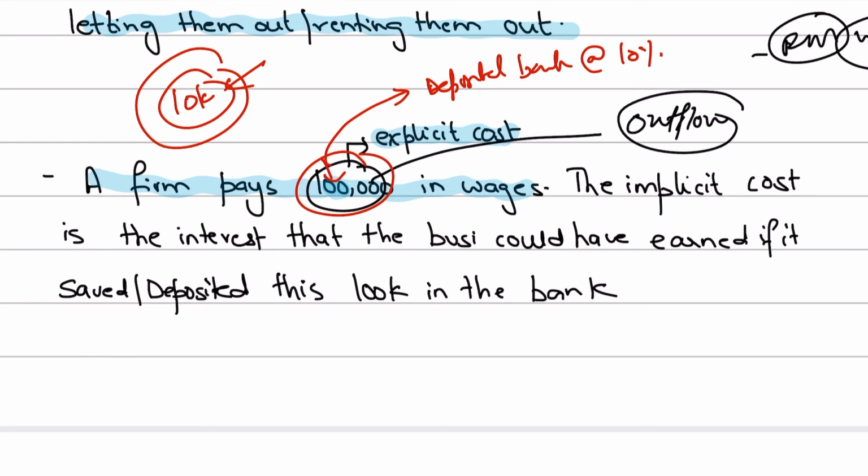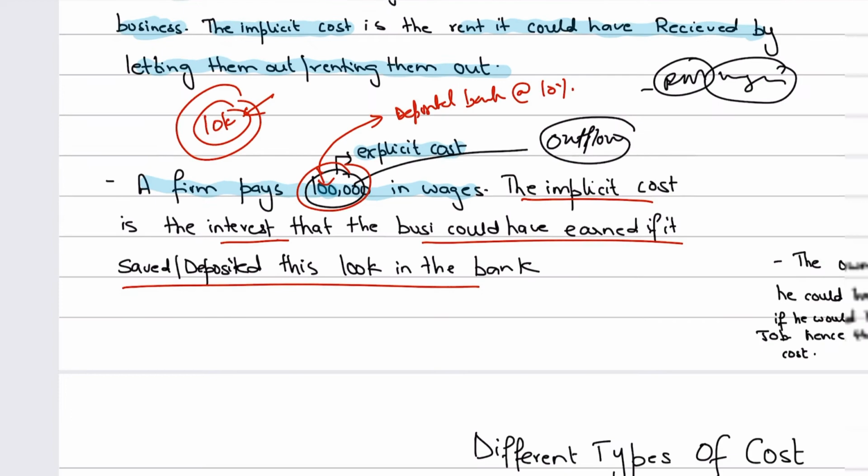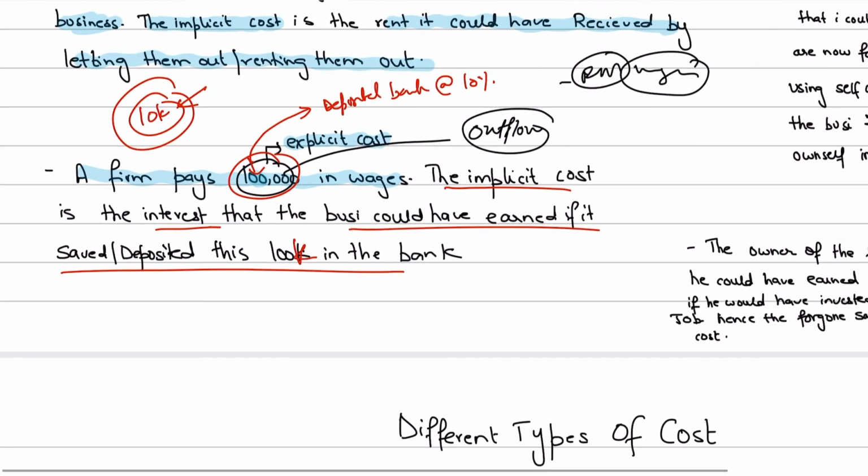This is what economists say. The implicit cost is the interest that the business could have earned if it saved or deposited this 100K in the bank.